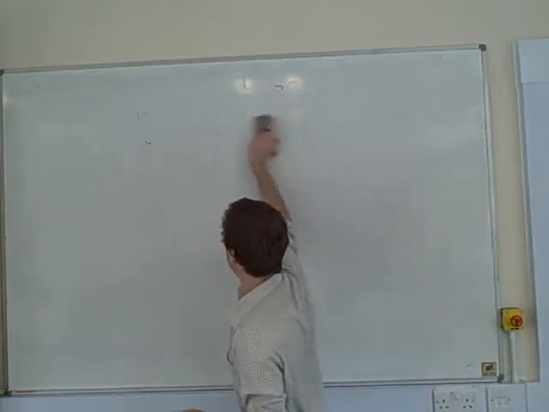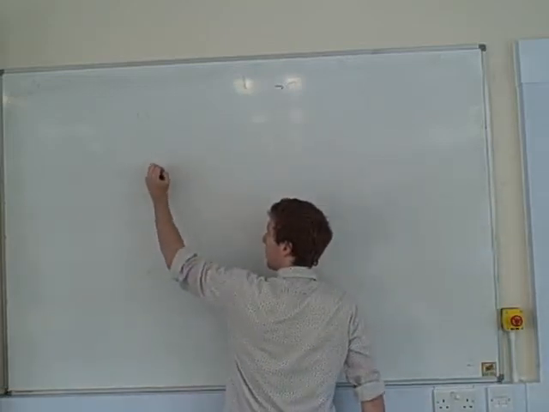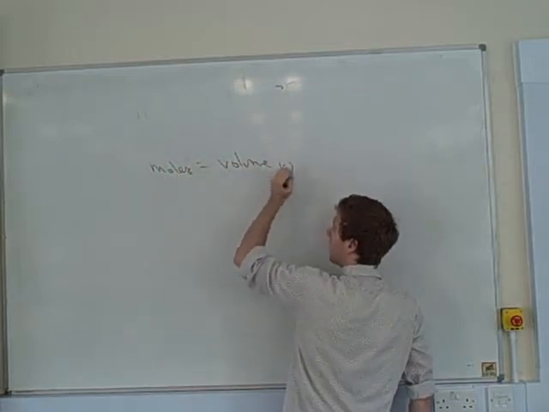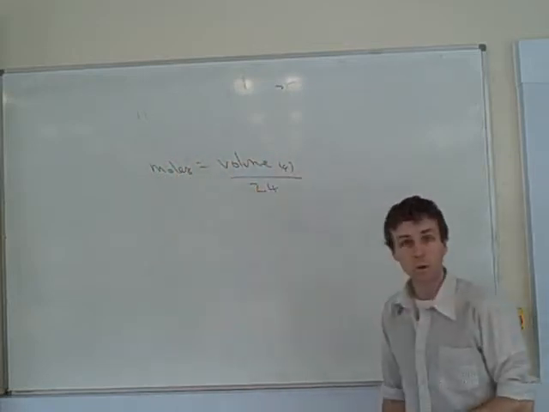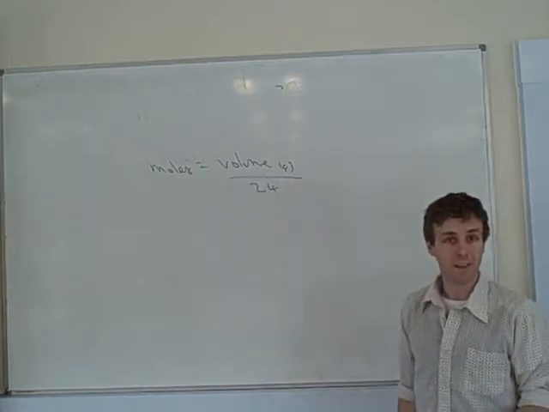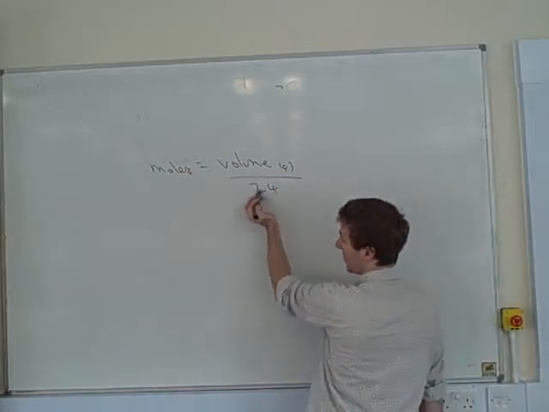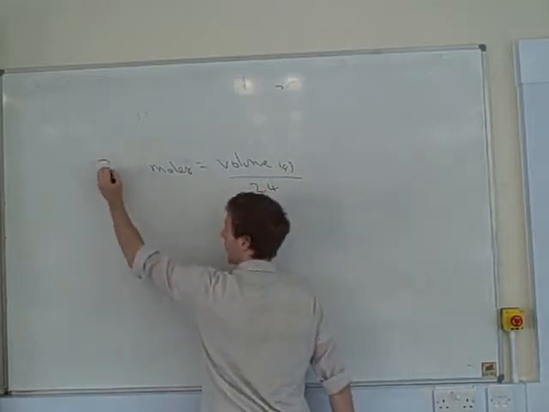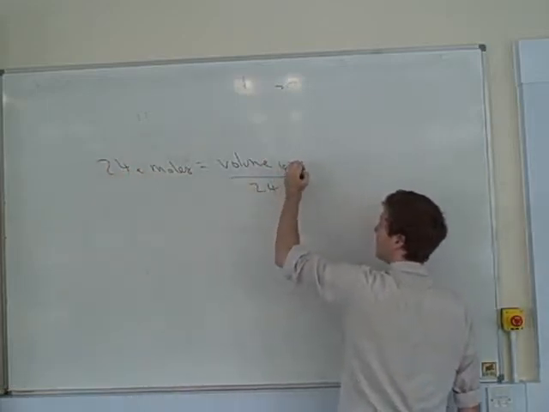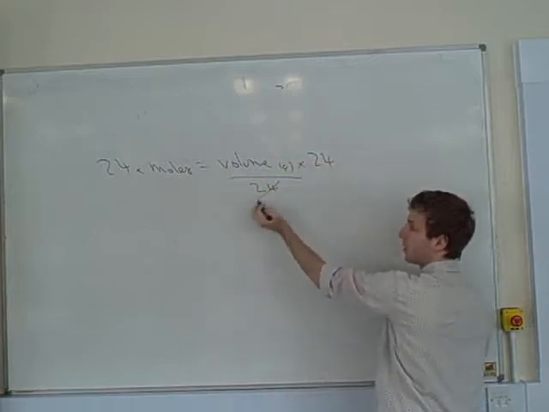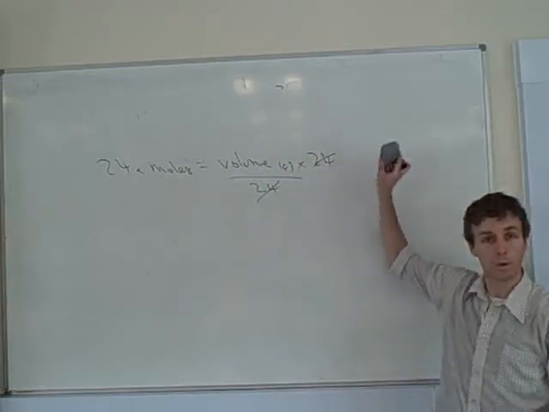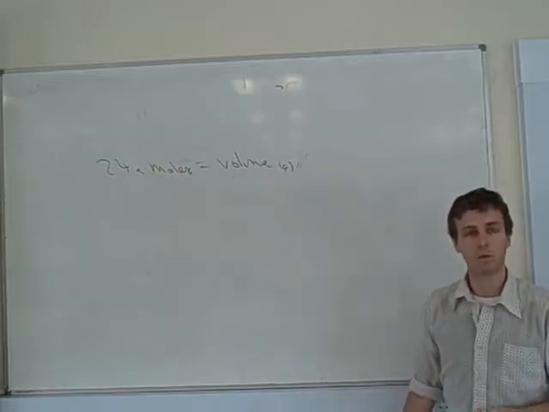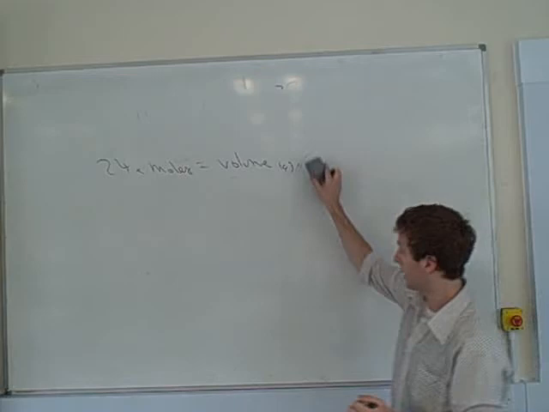I'll do one final one. Let's do moles equals volume of a gas divided by 24. If I want, again, volume of a gas equals, then I've got this extra 24. I don't want that. I want that to be gotten rid of. So I'm going to multiply both sides by 24. Those two are going to cancel. So one on the top, one on the bottom. Volume of a gas equals 24 times moles. Okay? So that's how we rearrange.